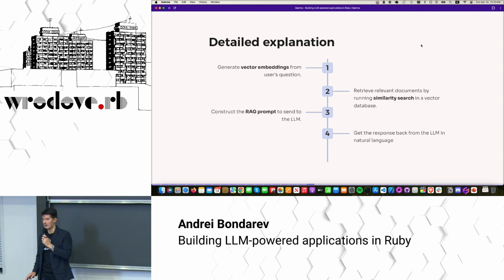It works by first generating vector embeddings from the user's question. Then you typically store your proprietary data in a vector database. So you would execute a similarity search. You would find the relevant documents, and then you would construct a RAG prompt, and then that's what your LLM model would use.